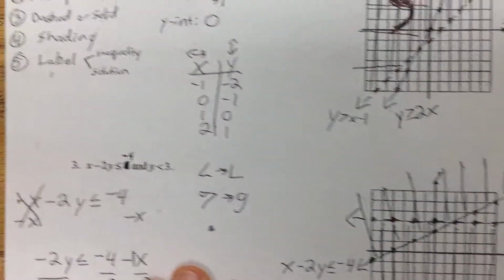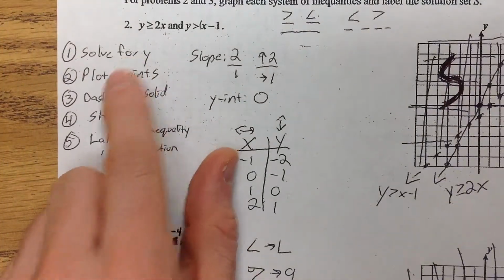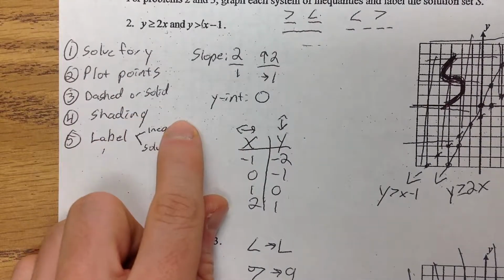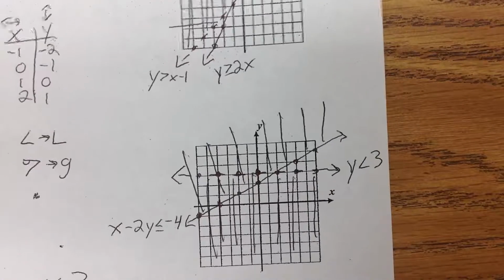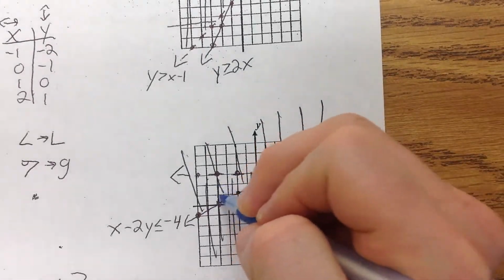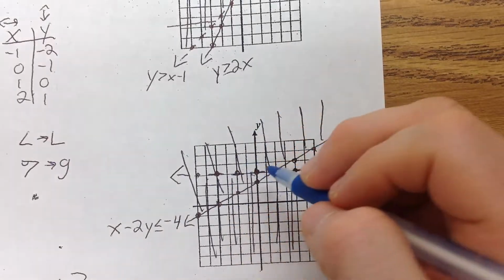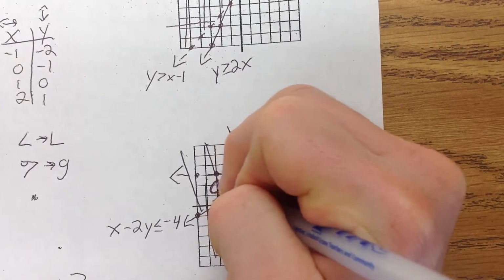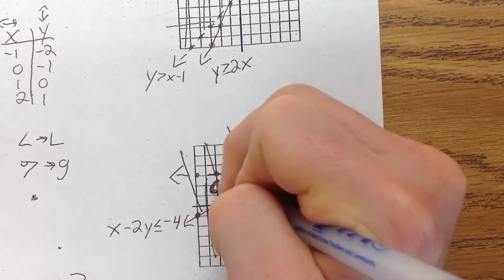And then if we kind of go through our checklist here, we've solved for y, we've plotted points, we've done dashed or solid, we've done shading, we labeled our inequalities. We still need to label our solution, which, if you remember, is this area right in here where we have double shading. There was shading for the first one, and there's shading for the second one. So this right here is going to be our solution.